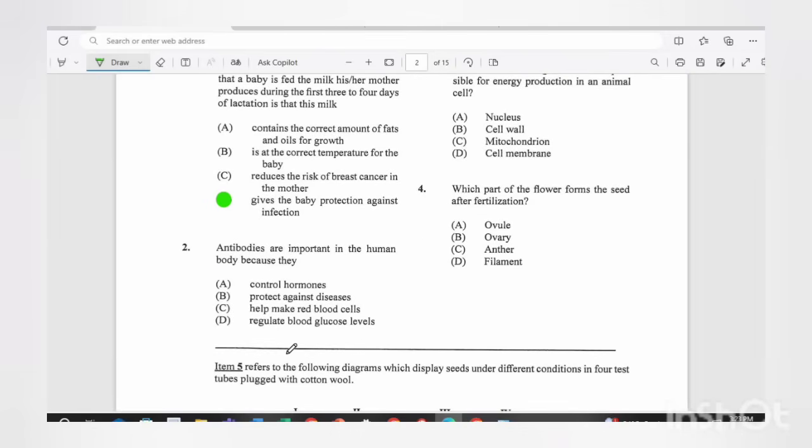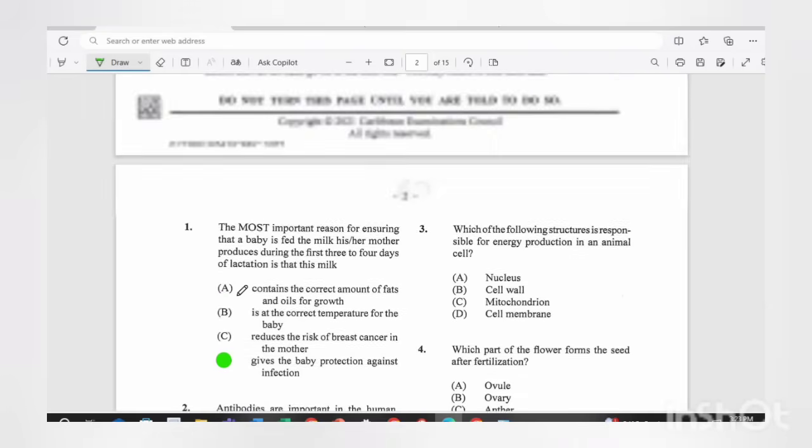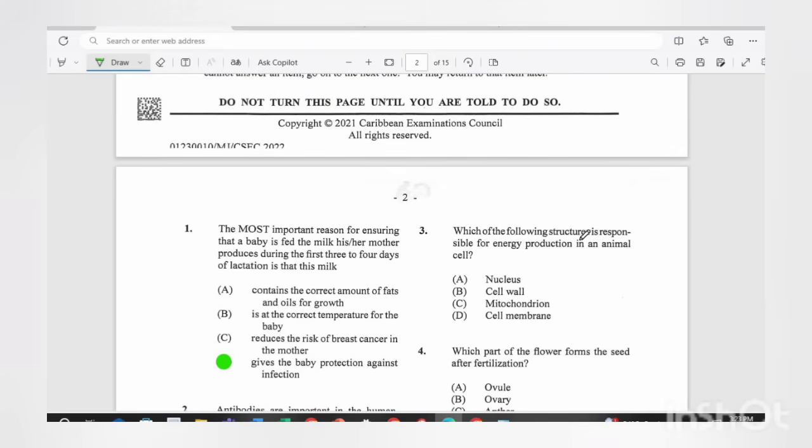Question 2. Antibodies are important in the human body because they A. control hormones, B. protect against diseases, C. help make red blood cells, or D. regulate blood glucose levels. The answer is B. protect against diseases. Question 3. Which of the following structures is responsible for energy production in an animal cell? The answer there is C. the mitochondria or the mitochondrion.